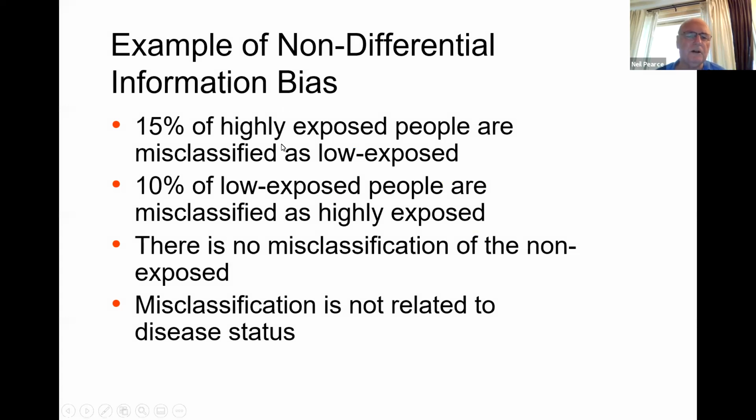So let's suppose, like before, that 15% of the highly exposed people were misclassified as low exposed, 10% of the low exposed people were misclassified as highly exposed, and the non-exposed, it's easy, they're in the factory down the road, the chemical is not there, you get that correct. And once again, misclassification is not related to disease status.